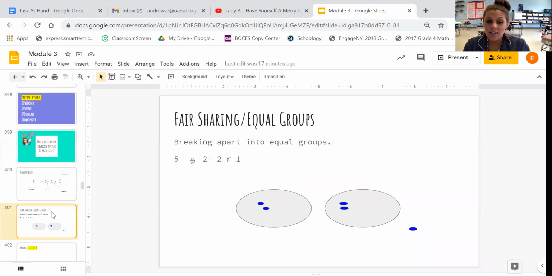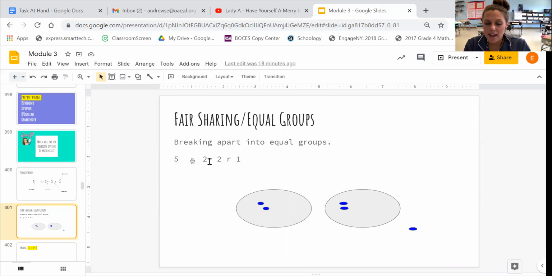We would break it up into equal parts. So last year, you guys learned breaking it apart and putting it into equal groups. So 5 divided by 2, that means we took those 5. I like to refer to my dividend as cookies, because who doesn't like cookies? So if I have 5 cookies and I'm sharing them, my divisor being 2, which means 2 people or 2 groups, how many cookies would each person get?